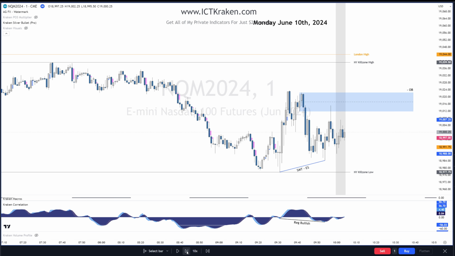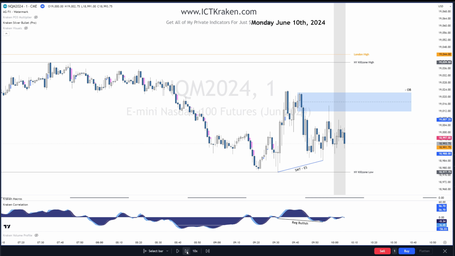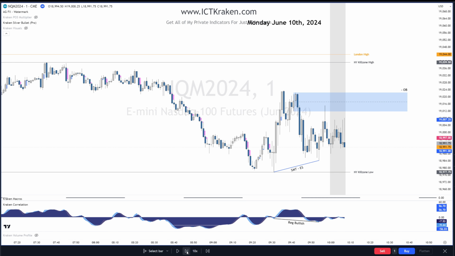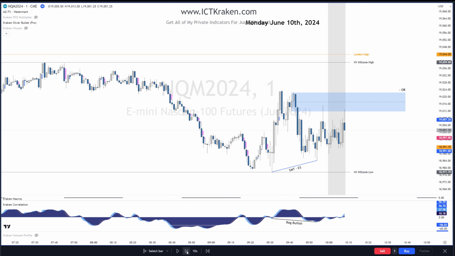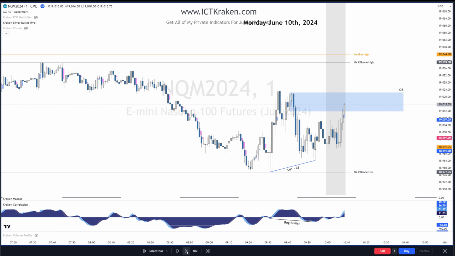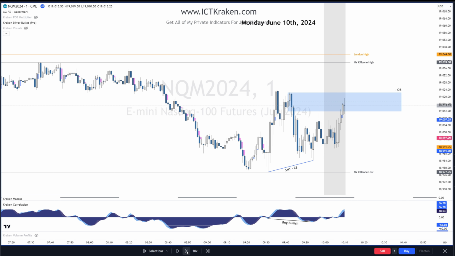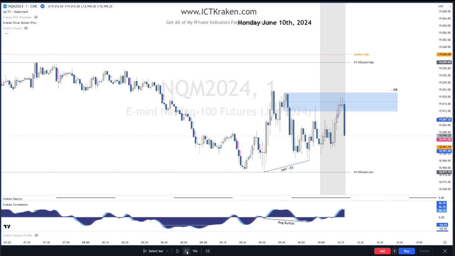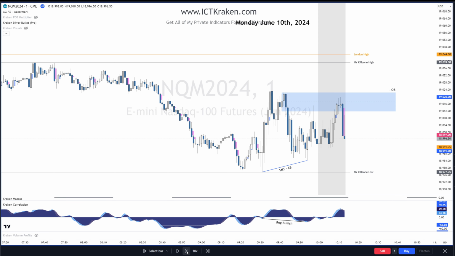Let's see, we need to break through this consolidation. After consolidation, what do we get? Expansion. So now we're just waiting for a good expansion. This could be it right here. Let's see, it's respecting the consequent encroachment of the order block. Ooh, the order block held. Yeah, it's usually not good.